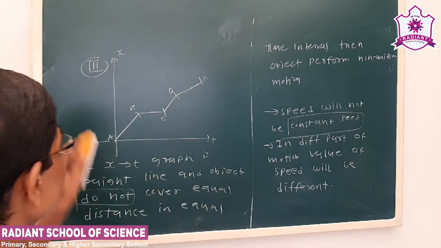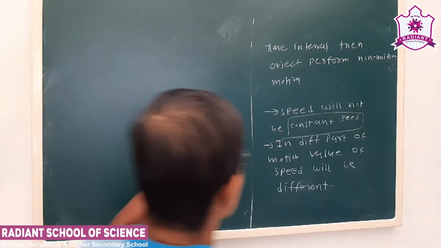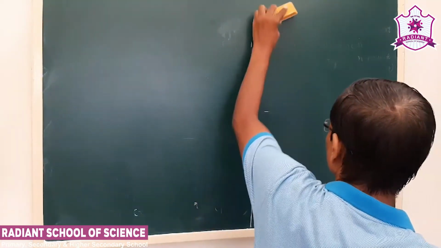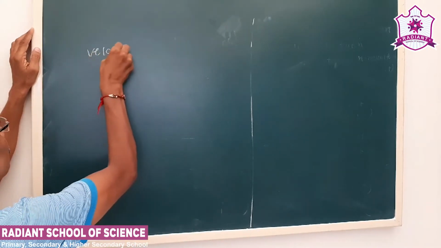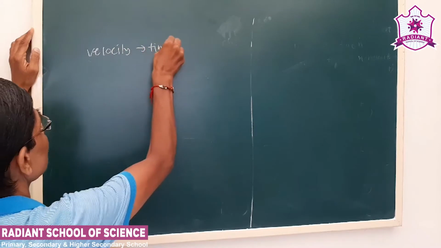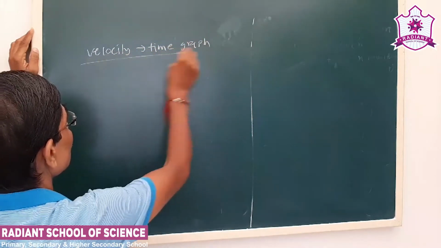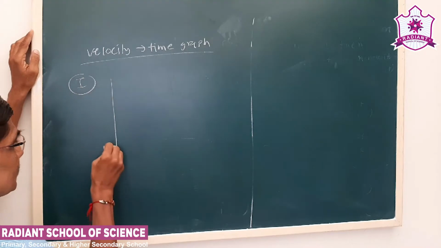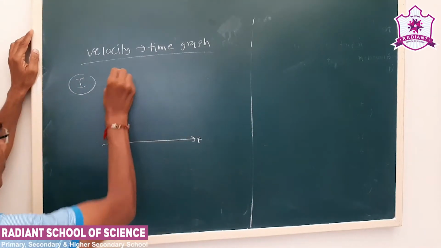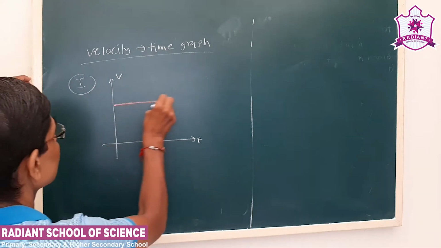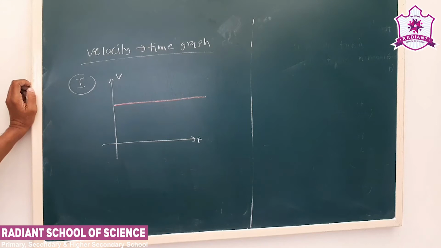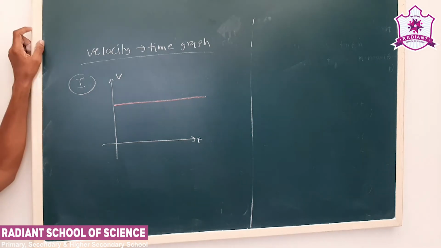Now the second graph we had discussed is the v versus t graph, that is, the velocity time graph. Now see the first graph. If the v versus t graph is parallel to the time axis, the object moves with a constant velocity.